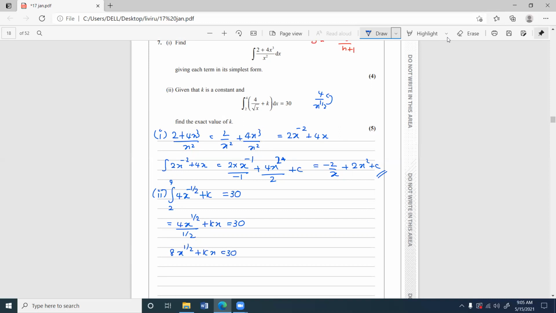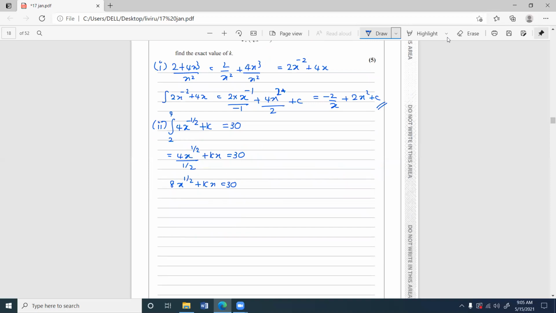Then what you need to do is substitute the boundaries. Substitute the upper boundary minus substitute the lower boundary, equals 30. With this you can write 4 to the power half is 2, so it's 16 plus 4k minus 8 root 2 minus 2k equals 30.